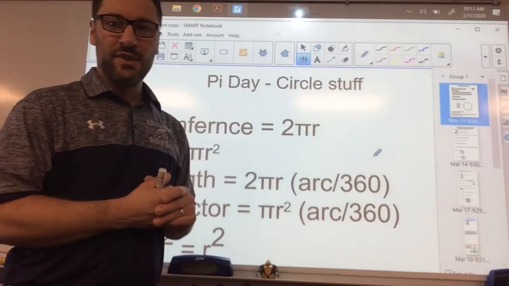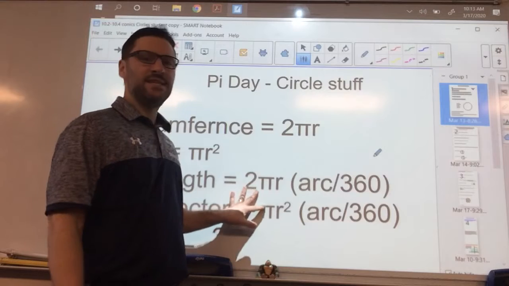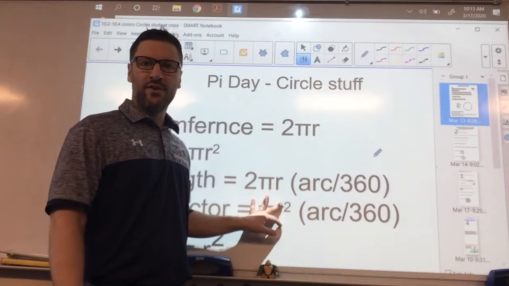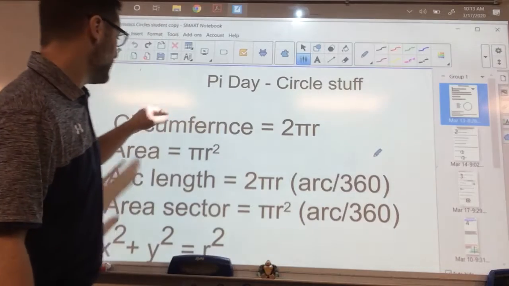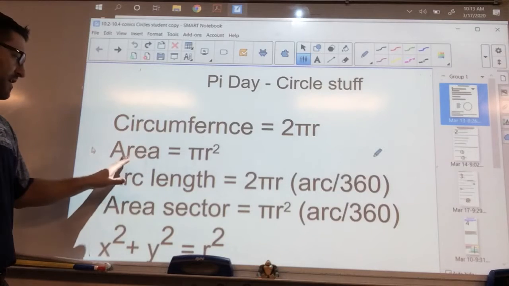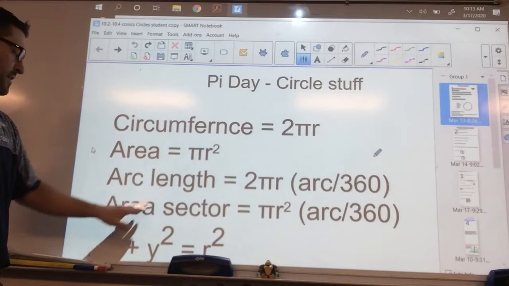So first of all, some formulas. These formulas are right off the ACT, some of them, and some of them are pre-calculus based. So let's look at them. We have circumference, area, arc length, and area of a sector. We know circumference is 2 pi r, and we know area is pi r squared.